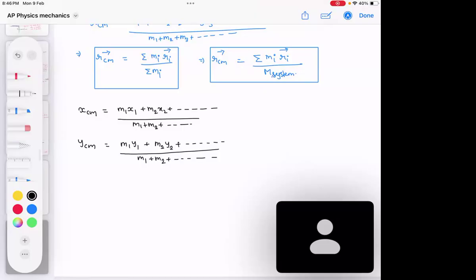Okay. Now the next part will be what? If a body is there, then how do we calculate the center of mass? So instead of doing the summation, it is integration, and summation and integration are the same thing. The difference is what?